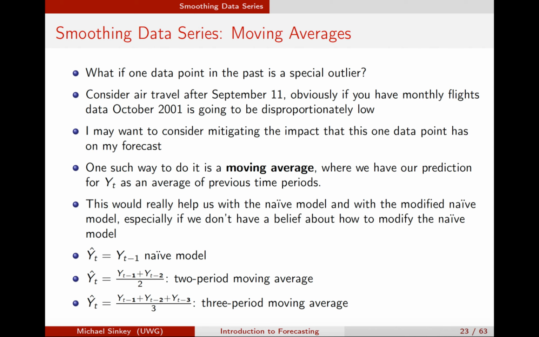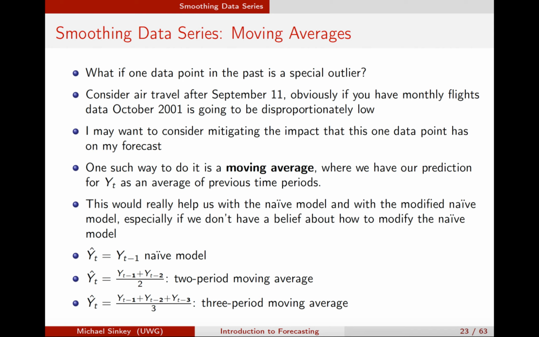So my forecast for period T today is an average of previous time periods. An example of a one period moving average is the naive model. 100% of my forecast comes from yesterday. That may not be sufficient. I may want to include some data that is from periods prior to yesterday. I may not just want to include one period of data, which is what we would be doing with a naive or a modified naive forecast.